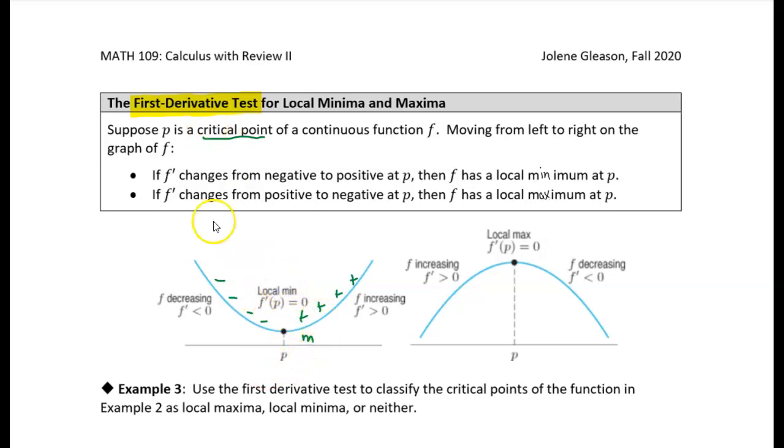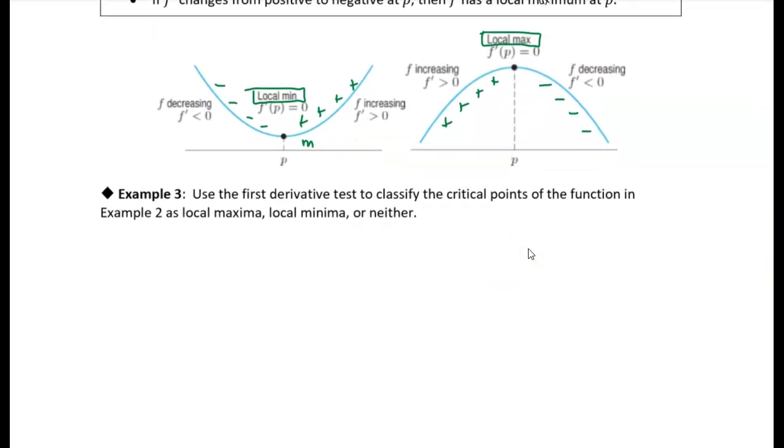Local minimum, it says right here. If it changes from positive to negative, so if we look at this case, the slope on the left side is positive, and then it becomes negative, then the critical point is a local maximum. So let's apply the first derivative test in example 3.